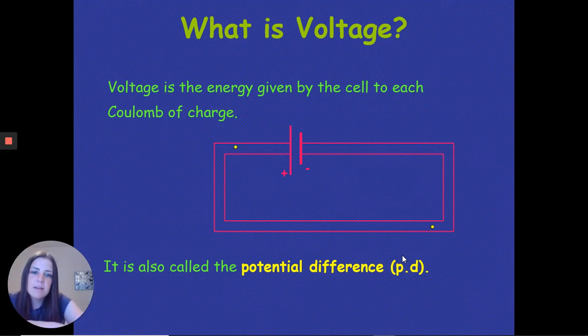So cells are kind of similar. We don't really need to get into how they're created, the chemical reactions involved, but we've got one side being positive and one side being negative.